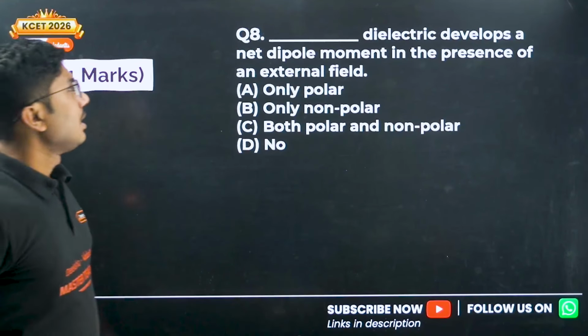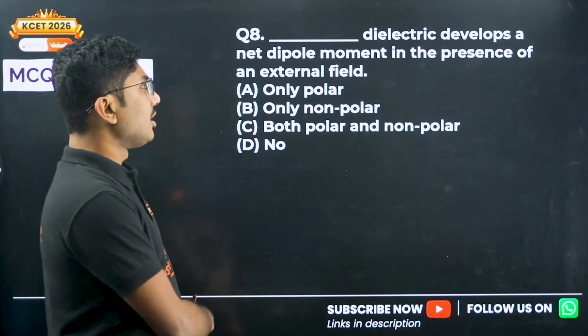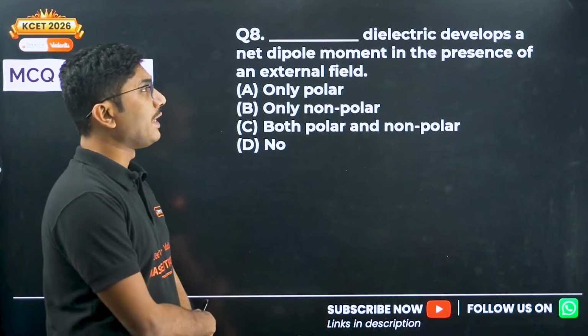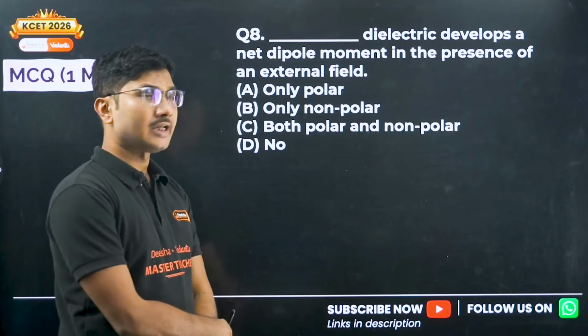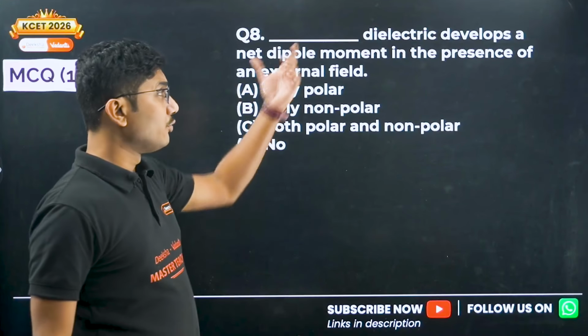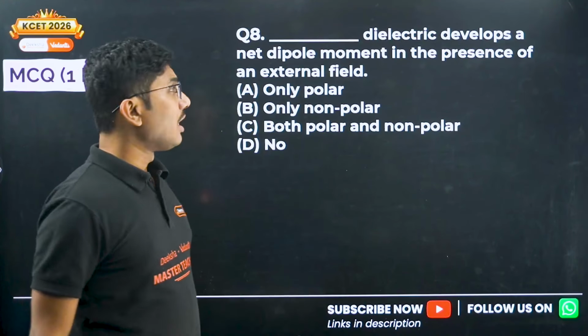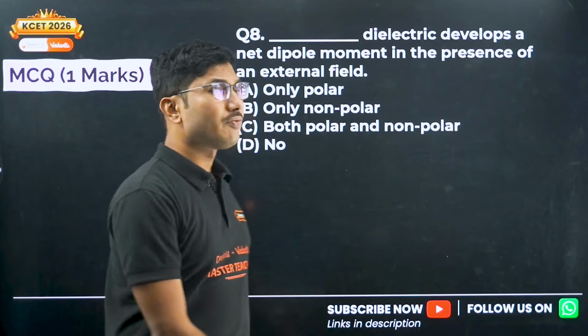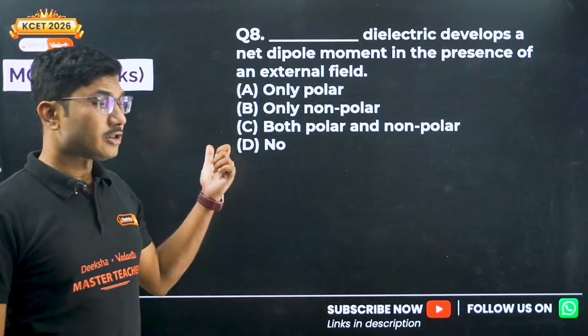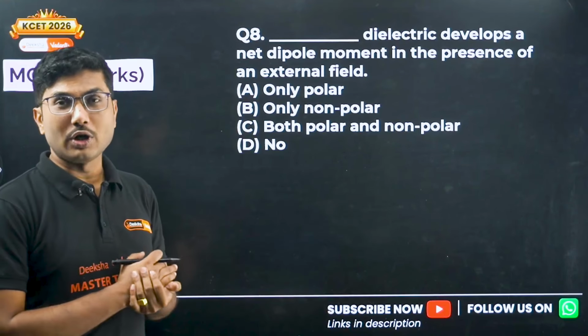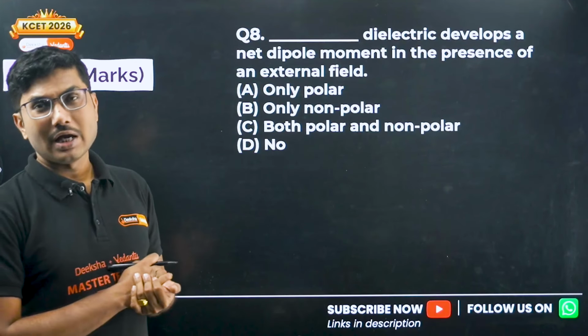Next question. Dash dielectric develops a net dipole moment in the presence of an external field. So which type of dielectric develops dipole moment in the presence of an electric field? In the presence of an external electric field, both polar and non-polar develop a dipole moment.